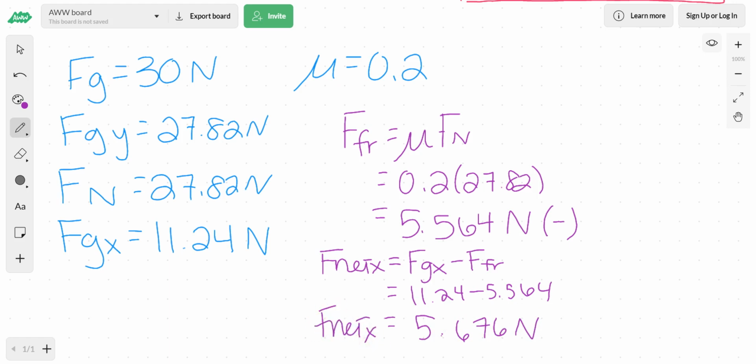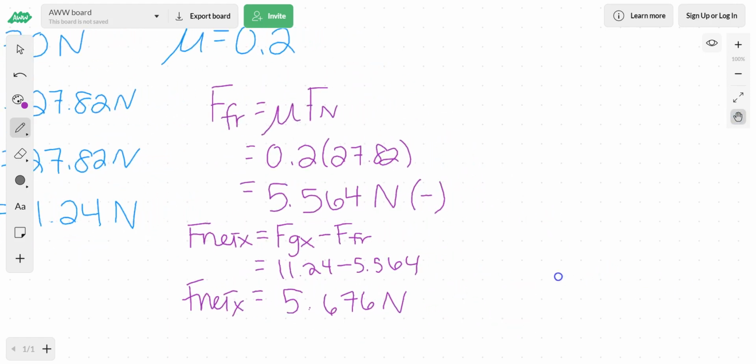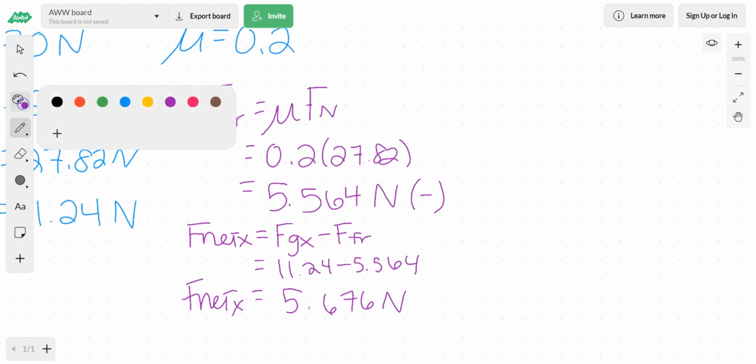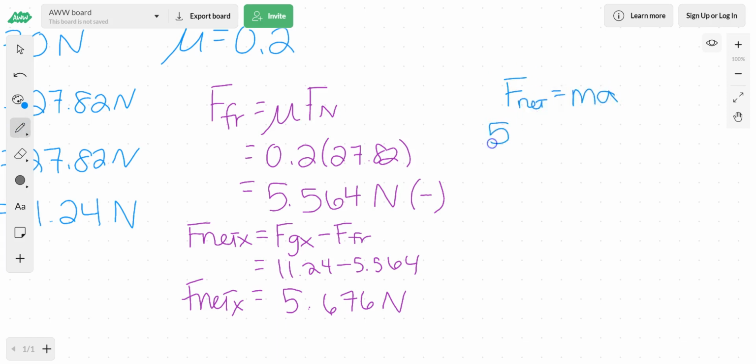Okay, so now that we know our net force, that's going to directly relate to what our acceleration is. So F net x, 5.676 newtons. And just like the last time, F net is equal to mass times acceleration. So this time we do 5.676 equal to our mass of 3 multiplied by our acceleration. So we are going to get 1.892 meters per second squared.